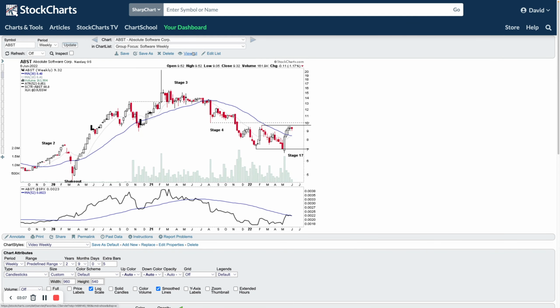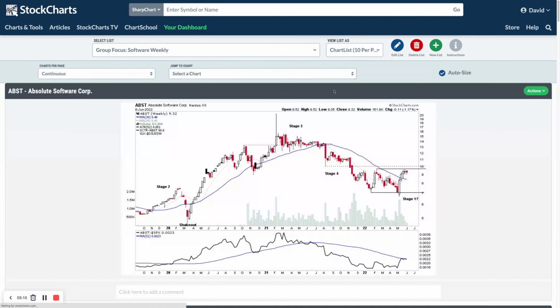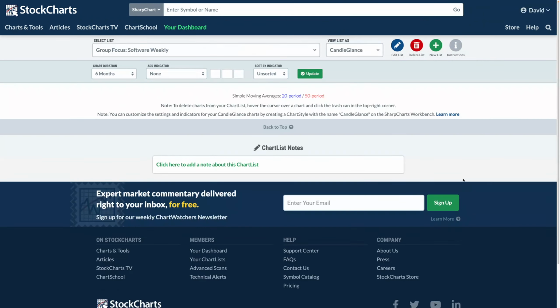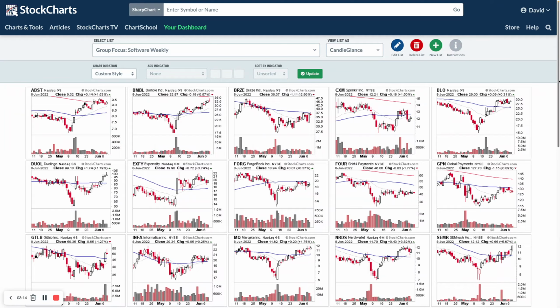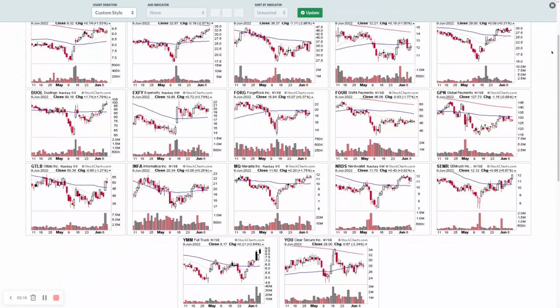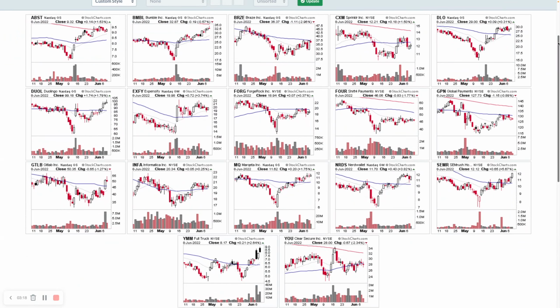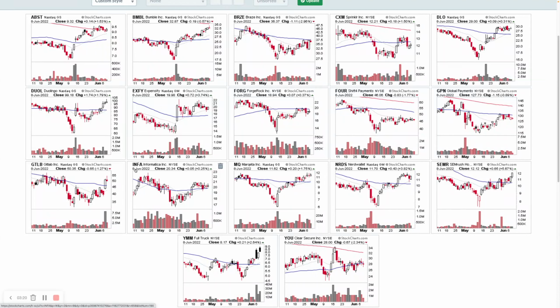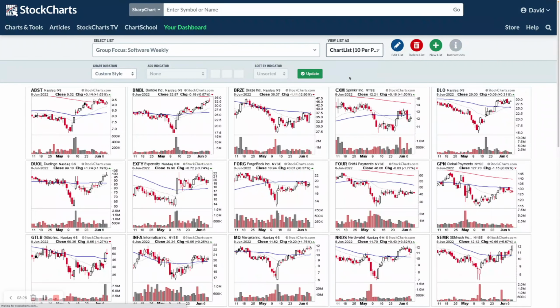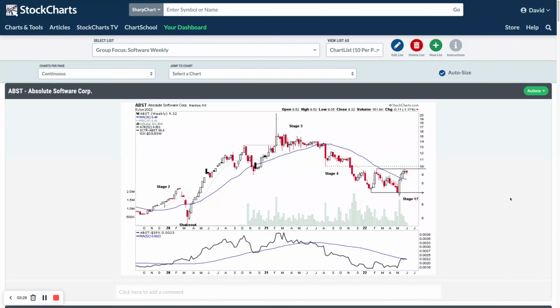As I said, I found I think it was 17 stocks from the group. These are the 17 stocks that I found in the software group that are potentially starting to show signs of early stage 1. Just for a note there, we go back to the 10 by page view here. So starting off with ABST.